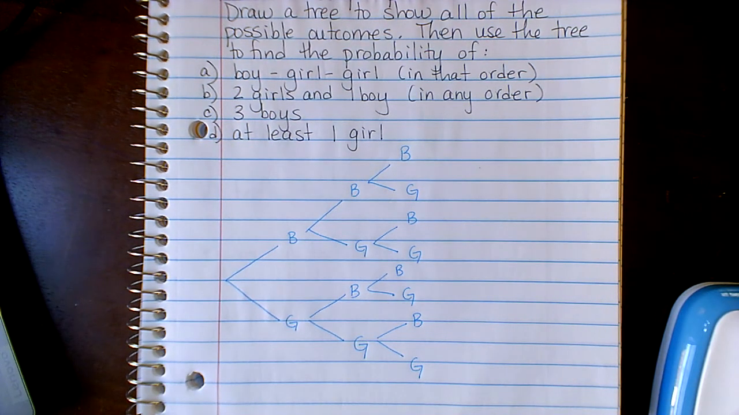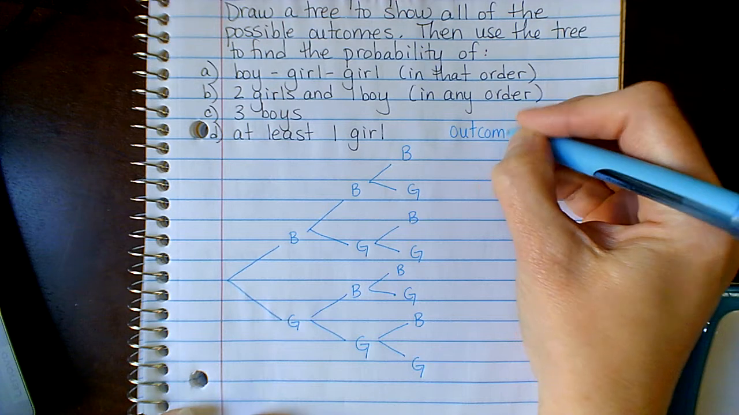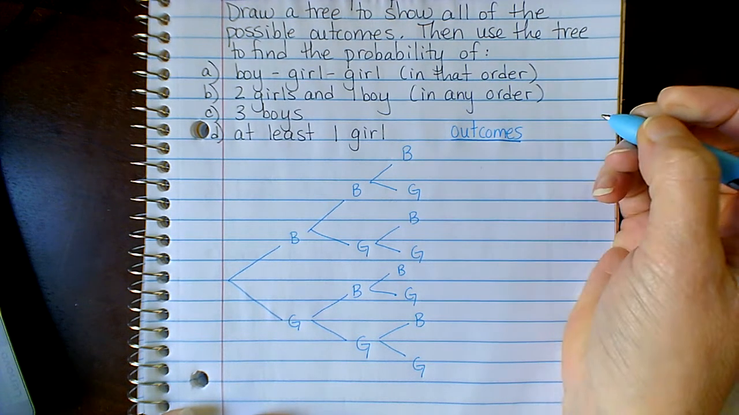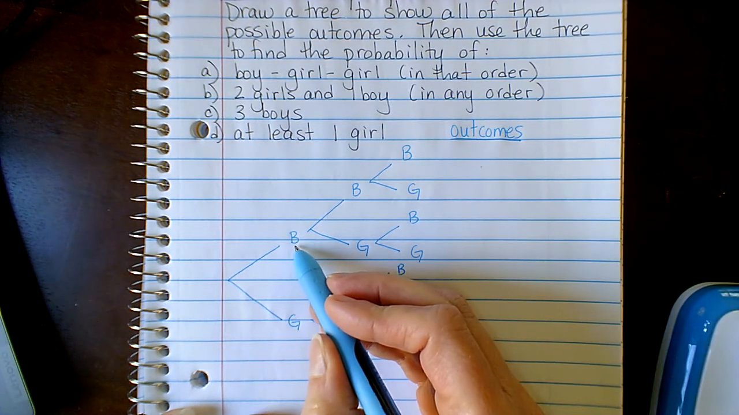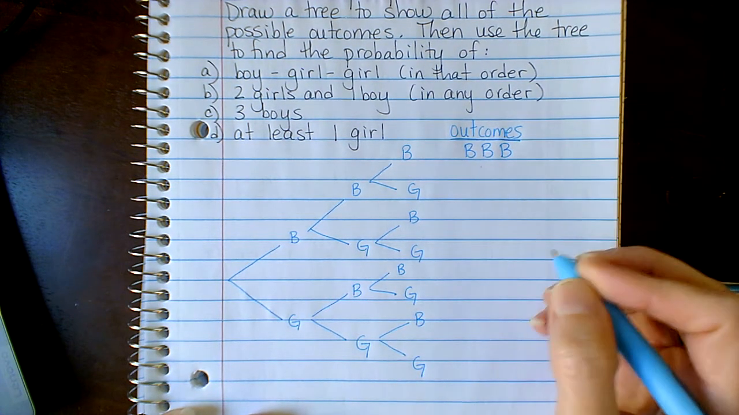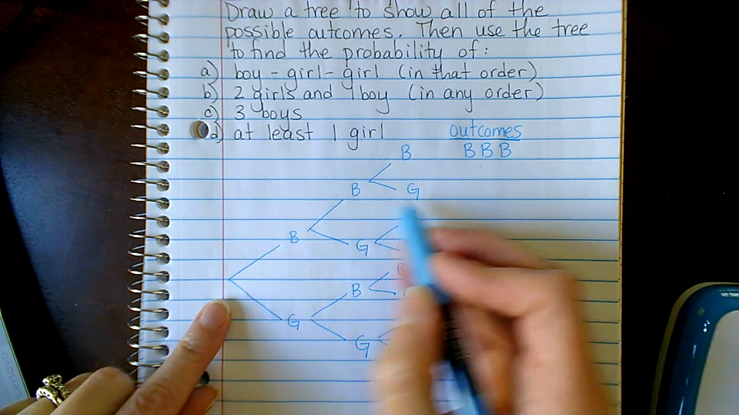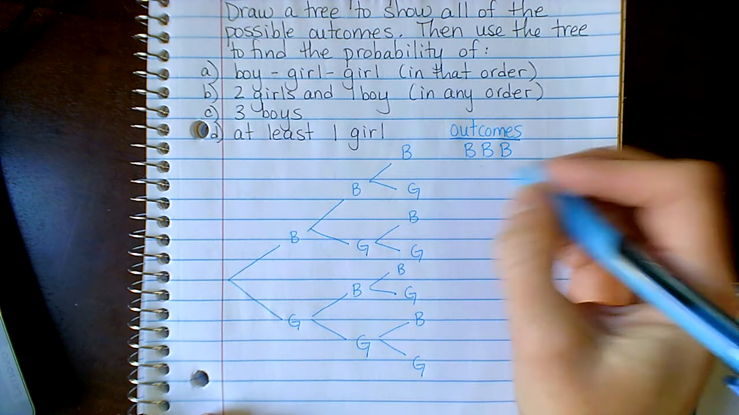How many outcomes do we have? We have a total of 8 outcomes. That's because there's 2 outcomes, boy or girl, and 3 children. So you have 2 outcomes for the first child, 2 outcomes for the second, and 2 outcomes for the third. 2 times 2 times 2 is 8. So let's list out those outcomes. Now we're just going to follow these branches, okay? So let's start with the first one's a boy, second one's a boy, third one's a boy. So we have boy, boy, boy in that order. Then this is the end of boy, boy, girl.